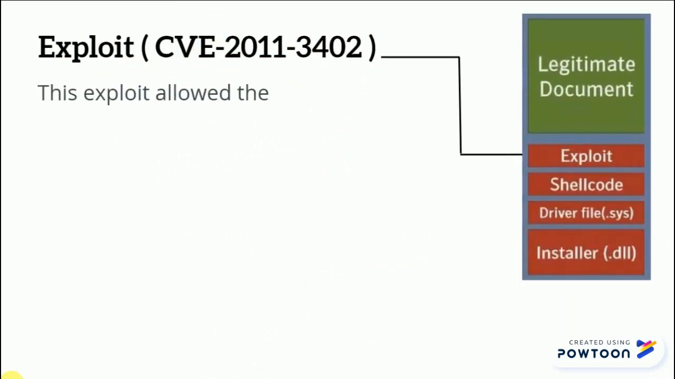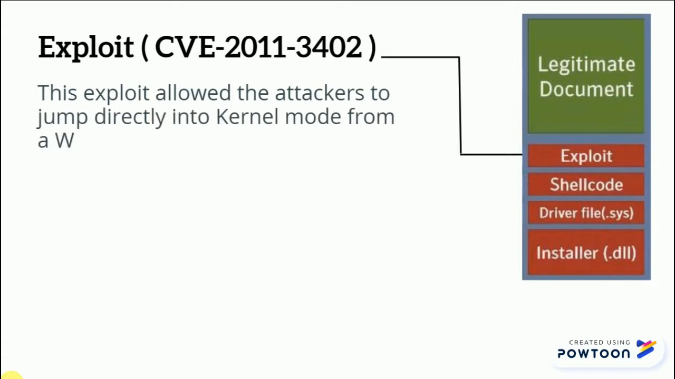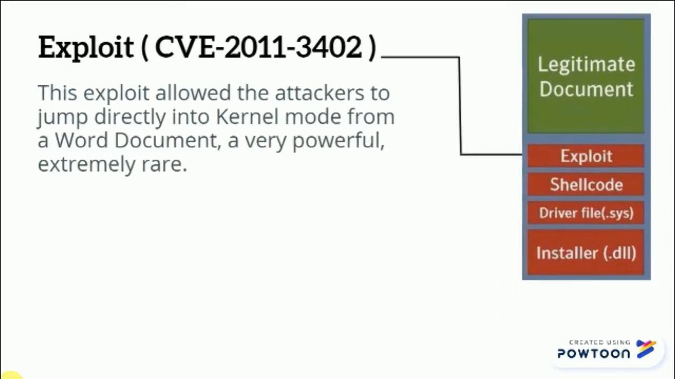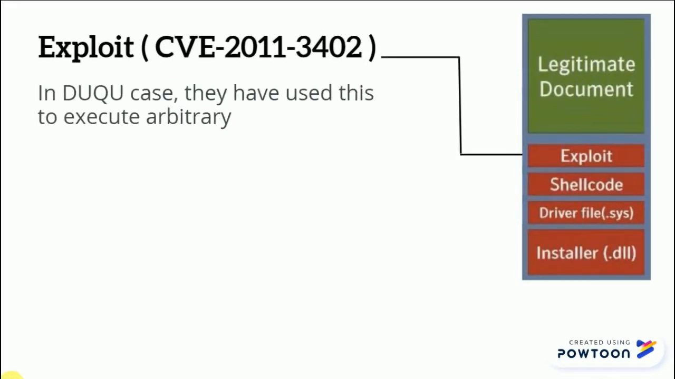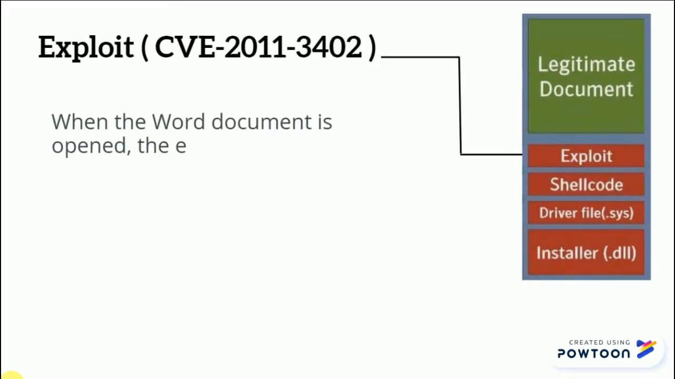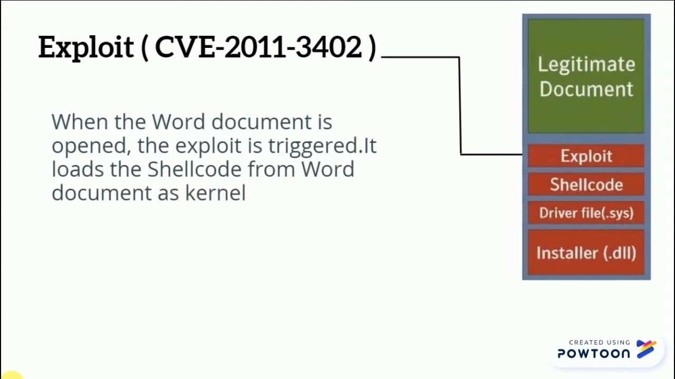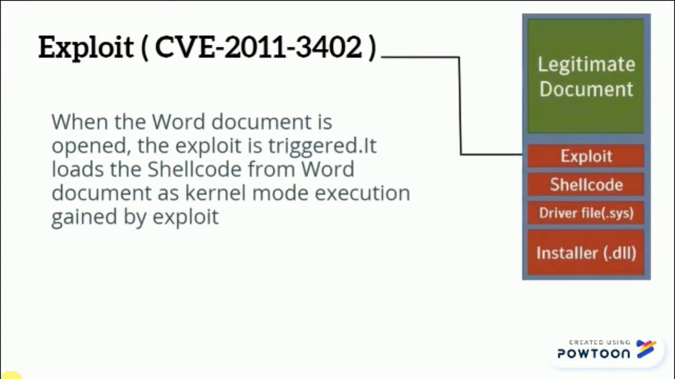This exploit allowed the attackers to jump directly into kernel mode from a Word document, which is very powerful and extremely rare. In Duqu's case, they used this to execute arbitrary code on the target machine. When the Word document is opened, the exploit is triggered. It loads the shell code from the Word document as kernel mode execution gained by the exploit.